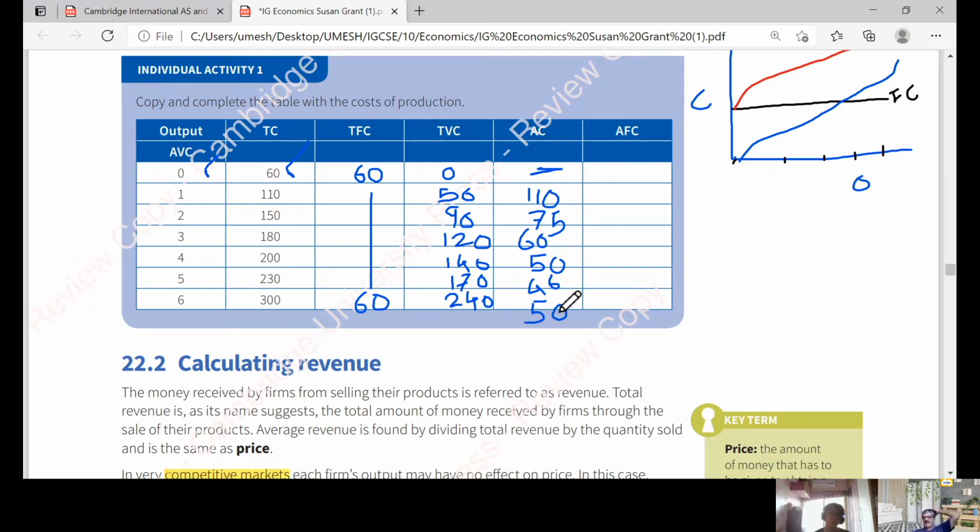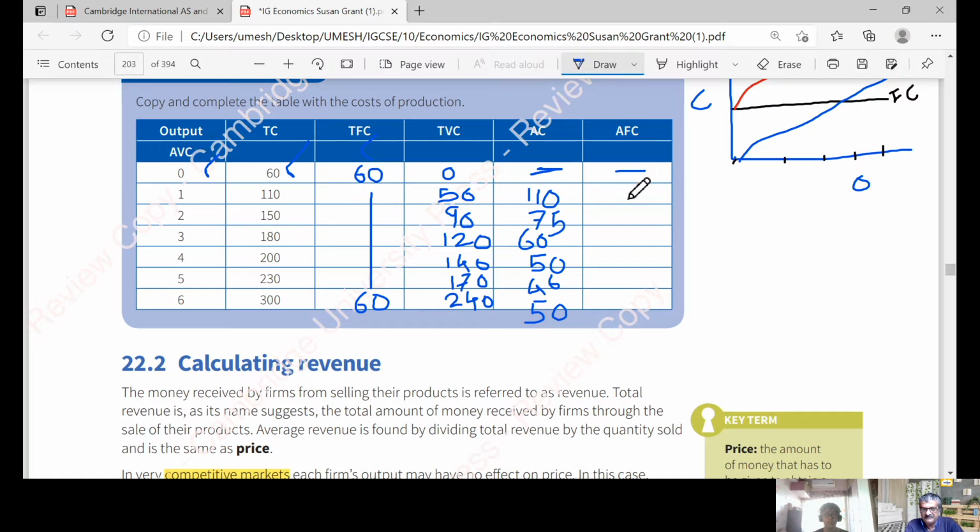Now see the beauty of average fixed cost. Your average fixed cost is total fixed cost divided by output. Also, this will be 0. 60 divided by 1 is 60. Then 30. Then 60 divided by 3 is 20.